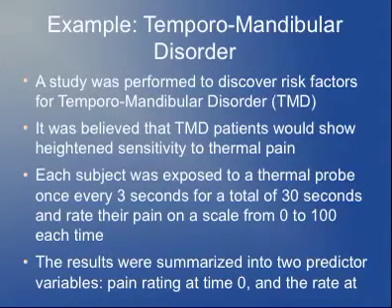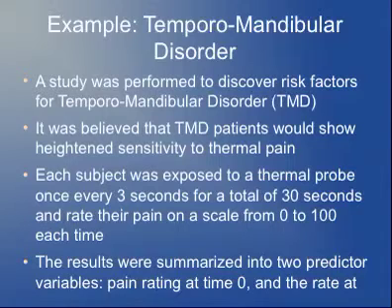A real-world example that's a bit more relevant to the bench science world is a study that I was working on to try to identify risk factors for temporomandibular disorders, i.e. TMD. In this study, we believed that TMD patients would show heightened sensitivity to thermal pain. So our study protocol was we put a thermal probe on people's arms and heated it up to a high temperature once every 3 seconds and repeated this 10 times over a period of about 30 seconds. Each time we turned on the heat, we asked them to rate their pain on a scale from 0 to 100.